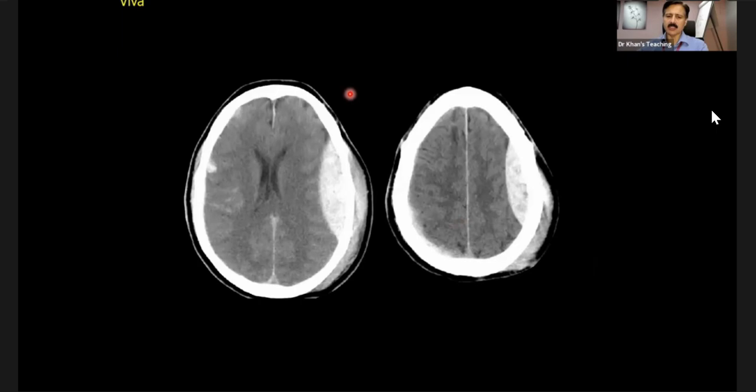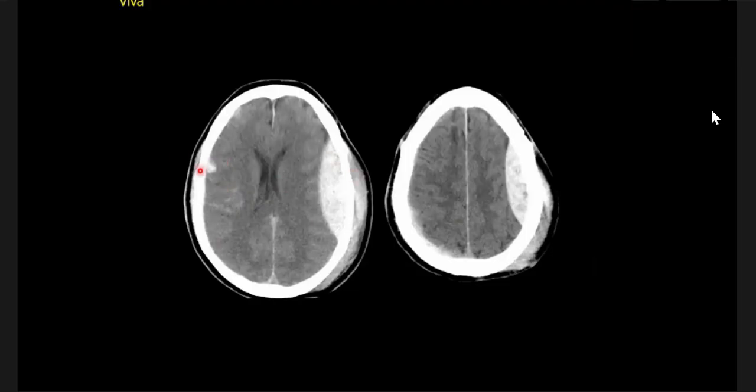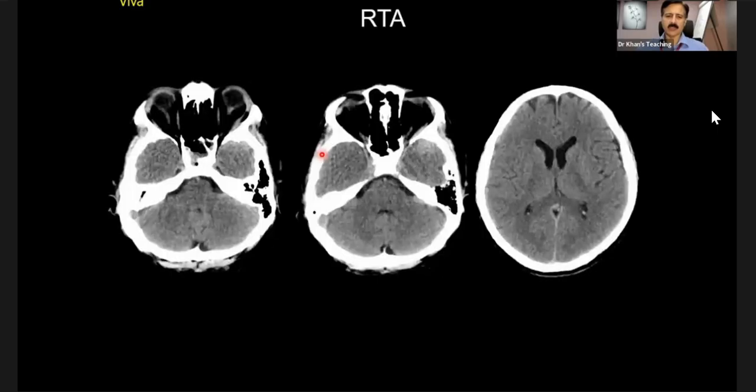Okay, just a very basic case. What is happening here? And I want to hear the words. What is this? On the left side there's an acute extradural hemorrhage. On the right side there's a contusion, and there's also subarachnoid hemorrhage as well. Excellent. So subarachnoid hemorrhage can be traumatic. That was fine. Is there an extradural hematoma in this case?